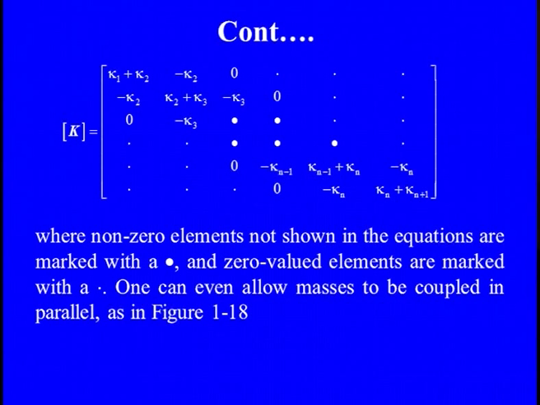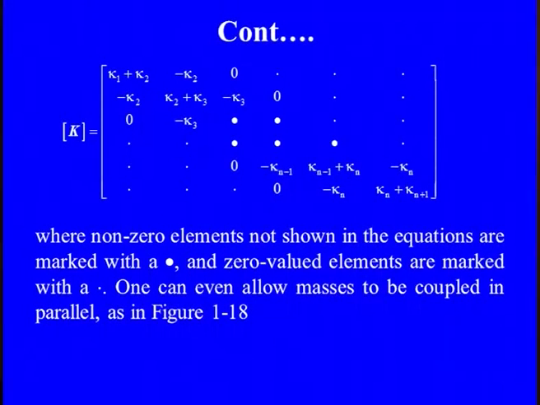So, this entire symmetricity is simply showing that this is a well balanced equation, and they are showing that the entire system is in equilibrium, where the non-zero elements not shown in the equation are simply marked with a dot and the zero-valued elements are marked with the A in these matrix elements.